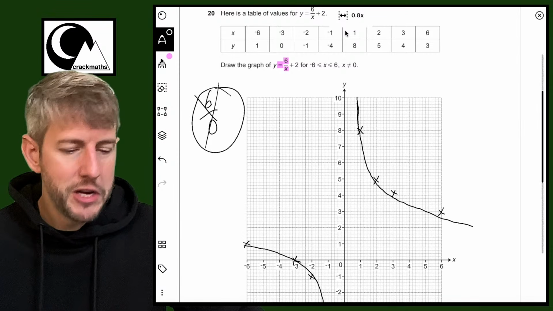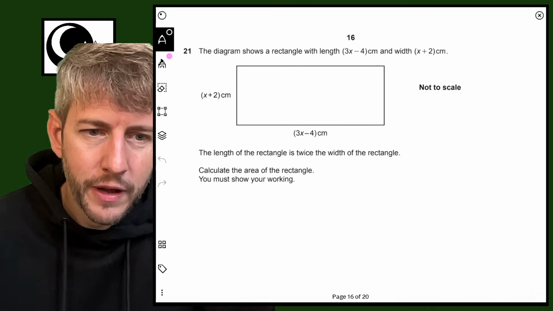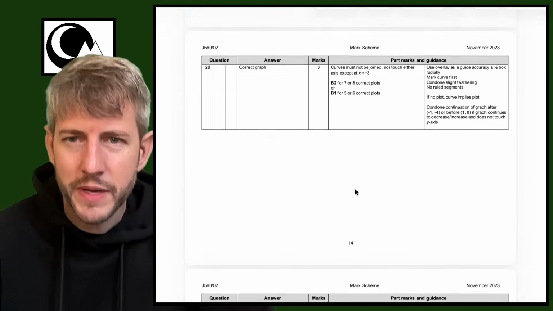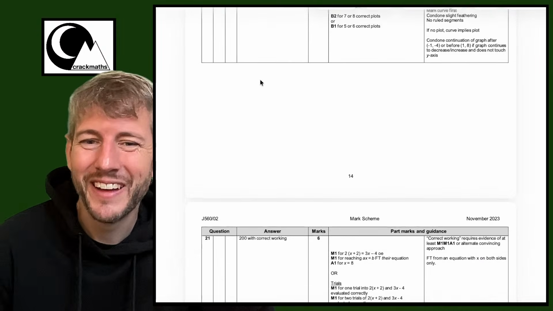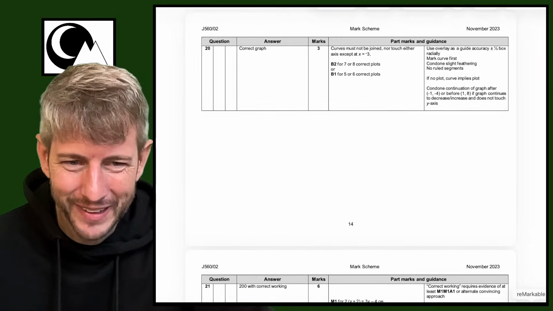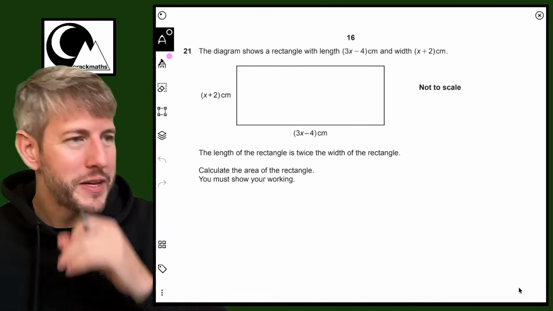Okay, right, let's have a look. One second. Let's mark that first just to confirm that I'm not speaking nonsense. Correct graph. Okay, that's a useful thing. Okay, that was the correct graph. So we can just move on. Okay, right. So question 21.